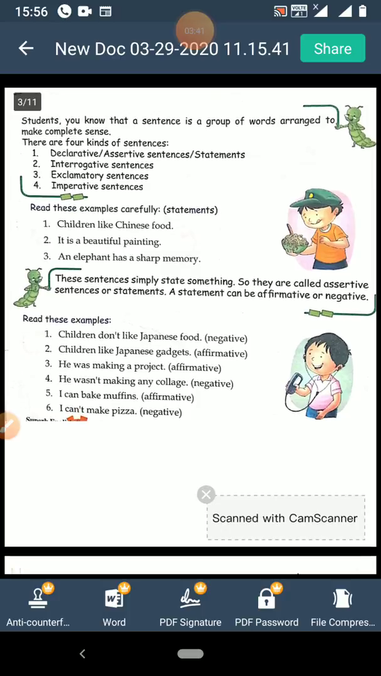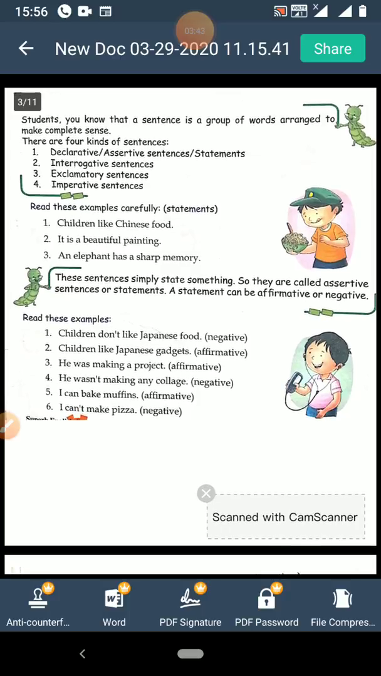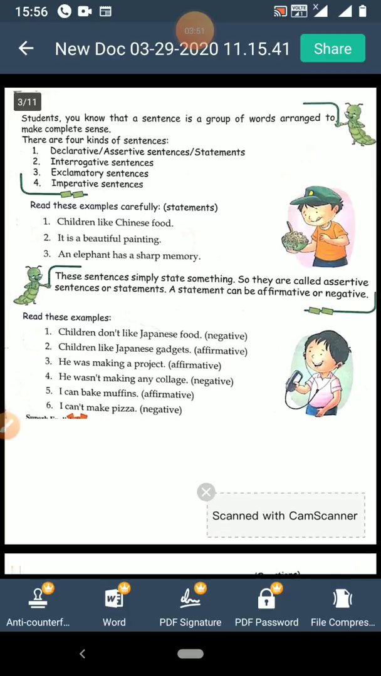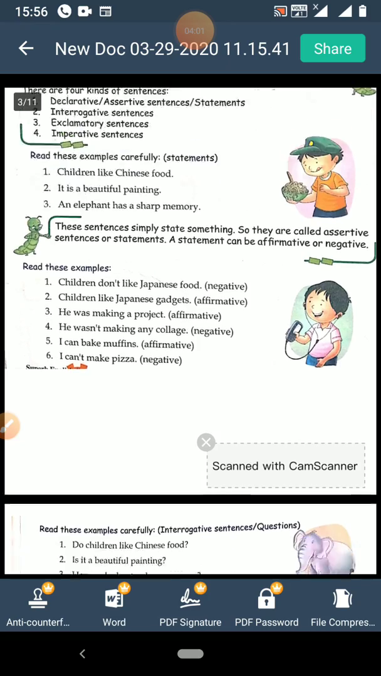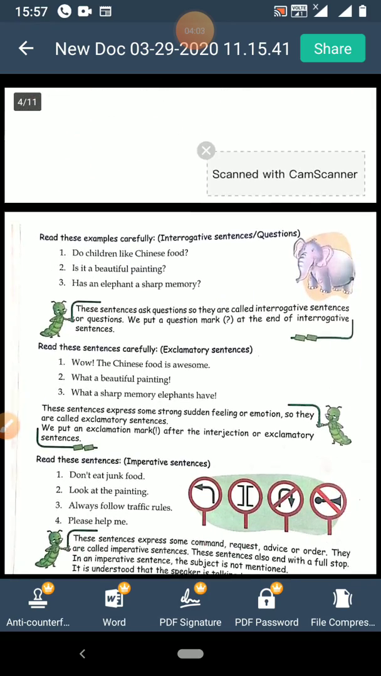Fourth, he wasn't making any collage. This is a negative sentence because the word not is used in this sentence. Fifth, I can bake muffins. This is an affirmative sentence. Sixth, I can't make pizza. It is a negative sentence because again the word not has been used in this sentence.